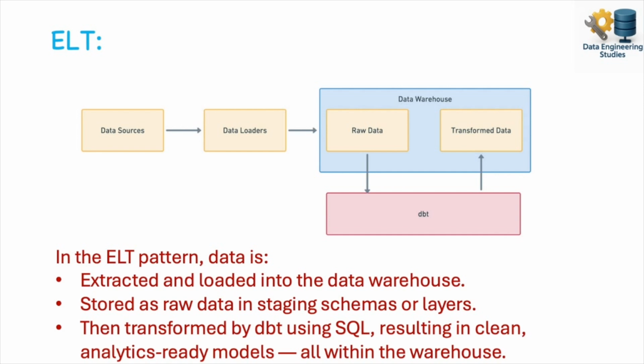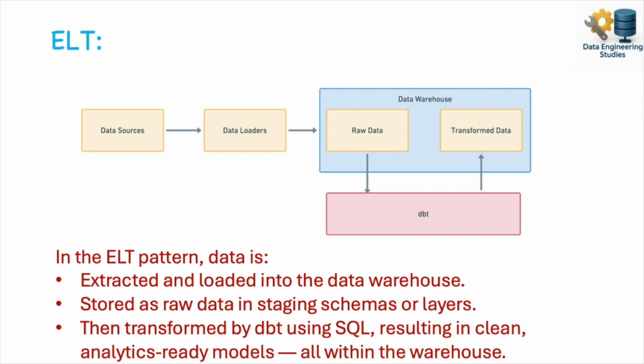In ELT, data follows a streamlined flow. The data is extracted from the source system and loaded into the warehouse using other ETL tools. The data is first stored as raw data, typically in the staging schema. Then DBT takes over, transforming this raw data into clean, structured, and analytics-ready models using just SQL.